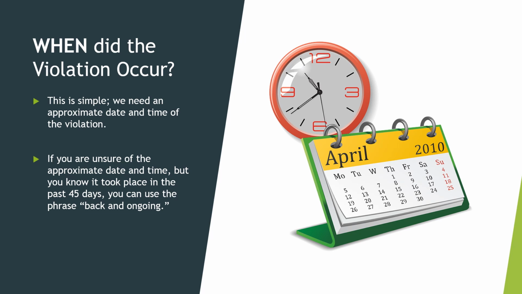When? So when did the violation occur? And this is simple. We need an approximate date and time of the violation. So it could be April 6th at 10:40 a.m. is when the violation occurred. There are instances where you're not sure of the approximate date and time, but it's been ongoing for a while. And in those instances, you can use the phrase "back and ongoing" because you can't identify exactly when the violation occurred, but it is still occurring and it is ongoing.